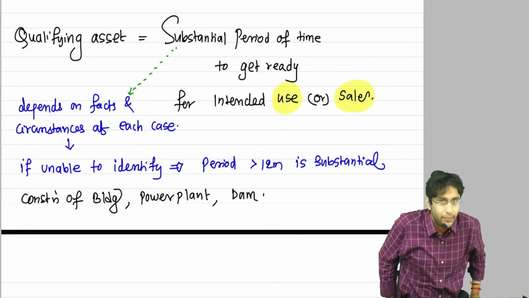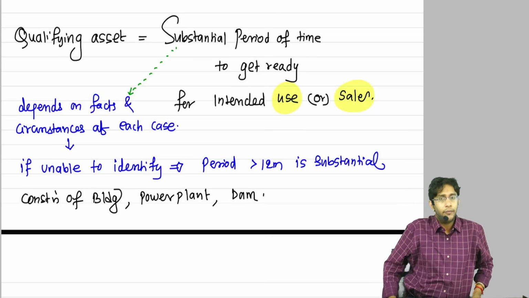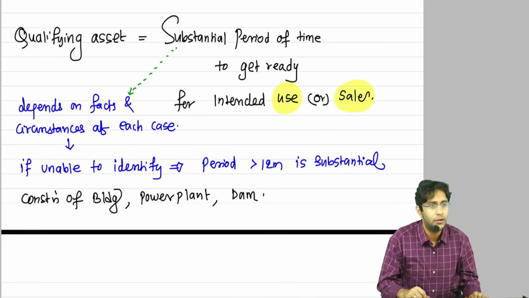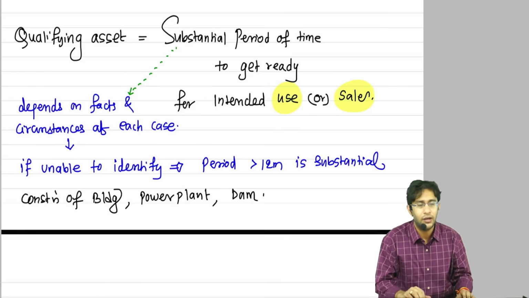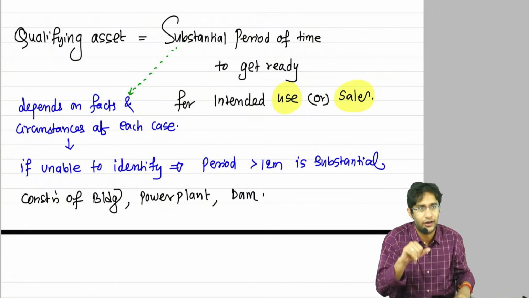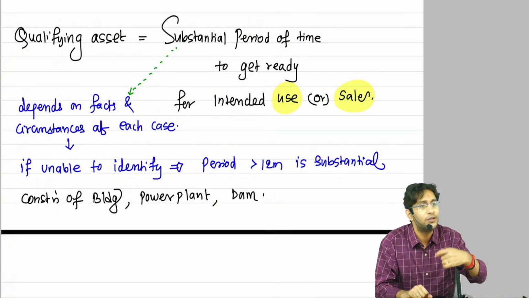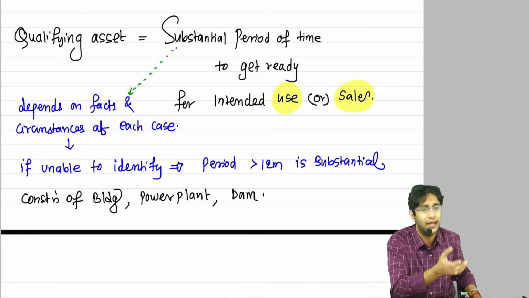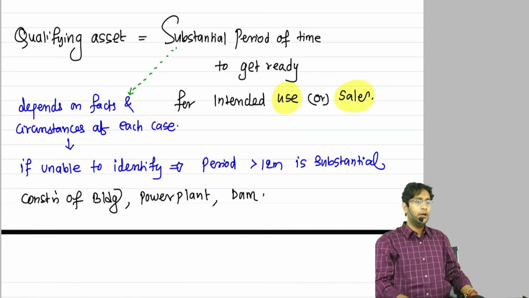You are a real estate company builder, sir. You are constructing a 500 apartments community. It will take 3 years to complete. After completing, what will you do? You'll sell it off. No, you are not going to stay in all the 500 houses, sir. You are going to sell them. So you are constructing a building for the purpose of sale in the ordinary course of business.